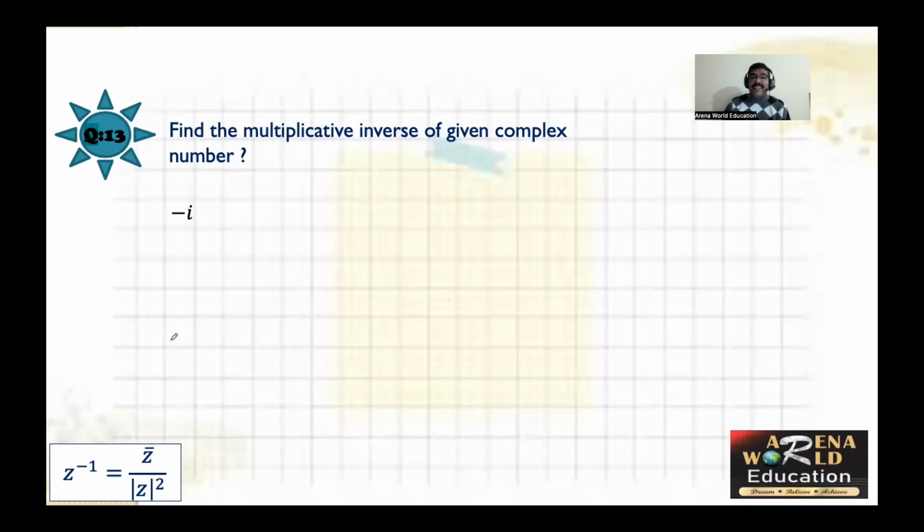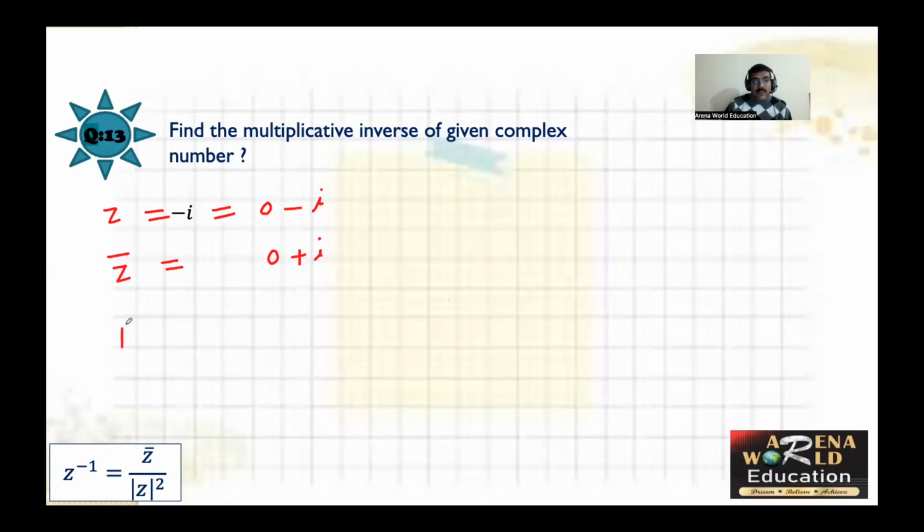Question number 13 is same just like 11 or 12. The only difference is this is a purely imaginary number, right? So don't get confused. For your convenience, you can write it as 0 minus iota, right? Z is equal to what? 0 minus iota. So what is the conjugate of this number? This will be what? 0 will be as it is, but minus iota will be plus iota, right?